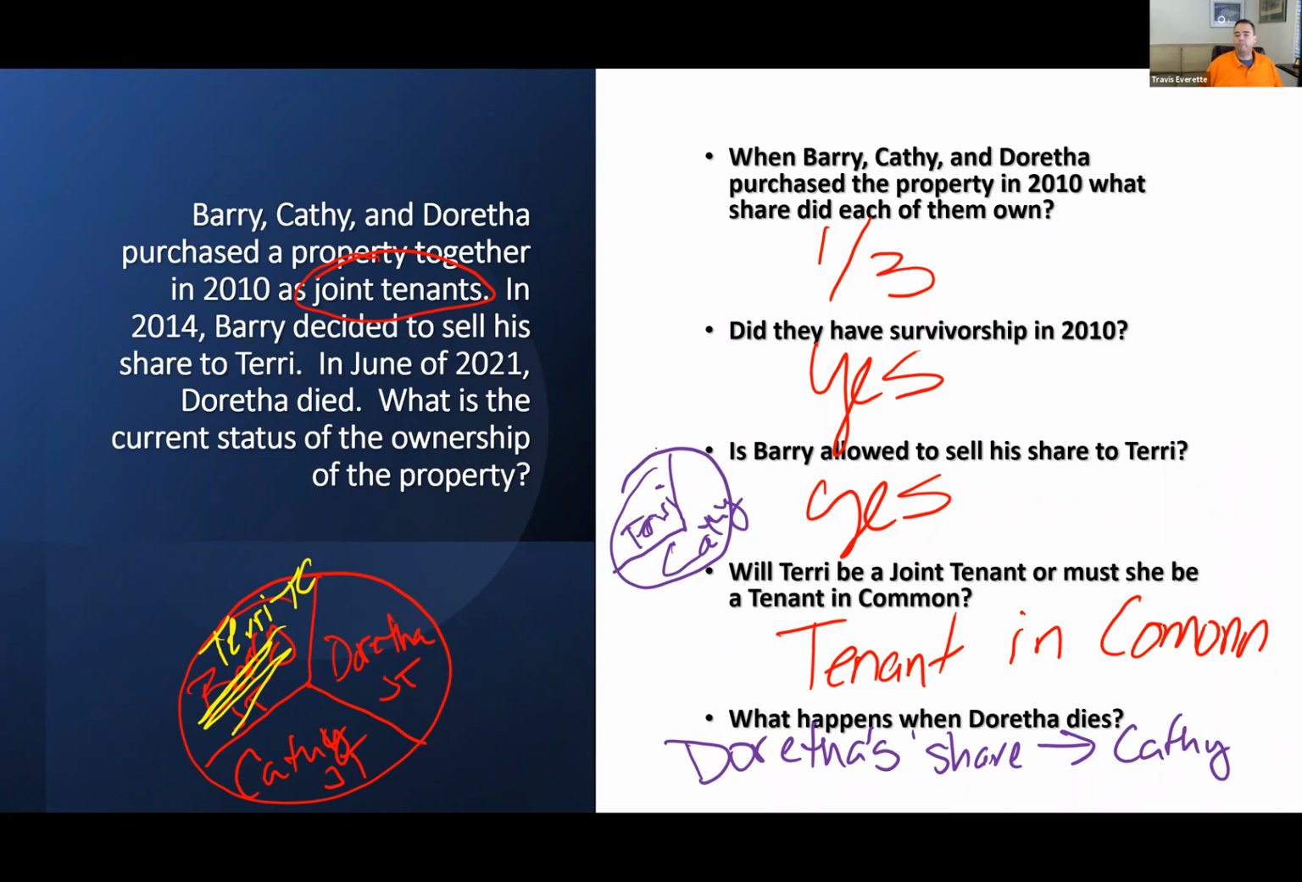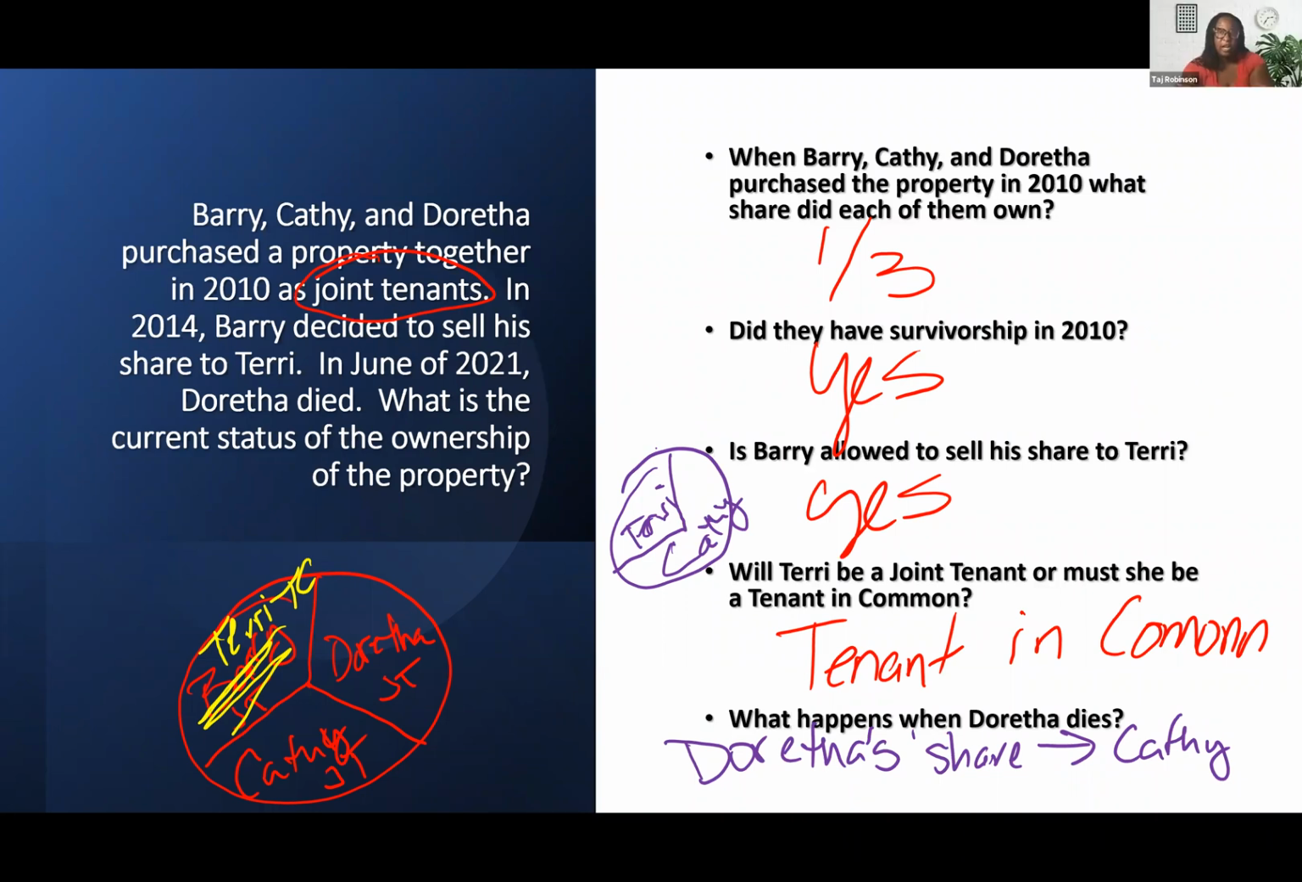What do y'all think? No. No, because there's nobody else to participate in the survivorship. Once you're down to only one joint tenant, the joint tenancy has done its job. Does that make sense for everybody? Yes. So at this point, the follow-up question: if Kathy dies, what's going to happen to her share?